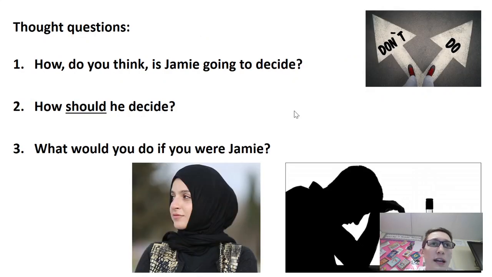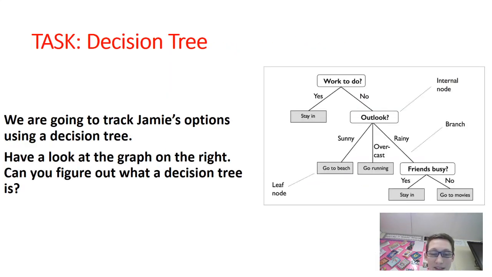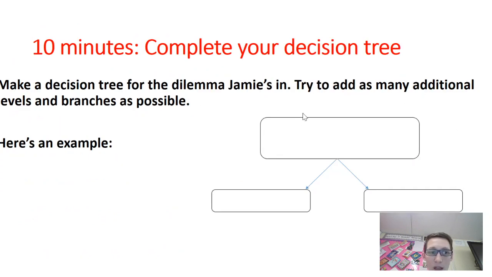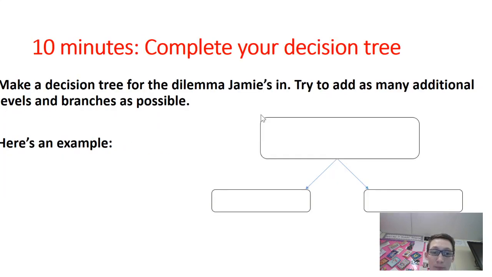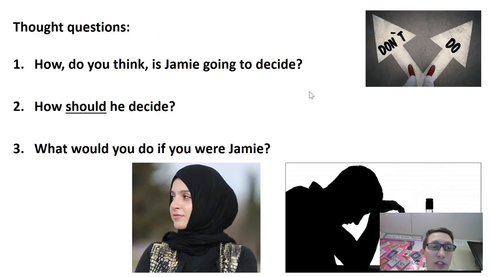Now what I'd like you to do after you've had a look at your decision tree, and hopefully you managed to complete that in detail, as in the example, with as many additional levels and branches as you can. What I really wanted you to try and do was think of every level, all of the nitty-gritty, really minuscule decisions that Jamie would have to make. I'd like you to answer these 3 questions for me. You don't have to write anything down, you can just think them through in your head, or think about what you would say if you were in the classroom and you put your hand up.